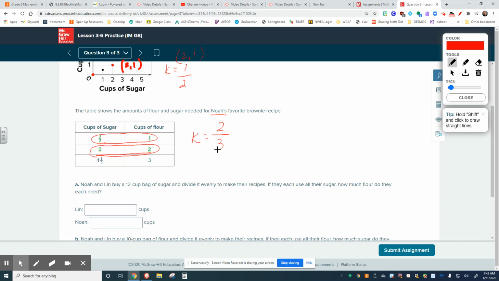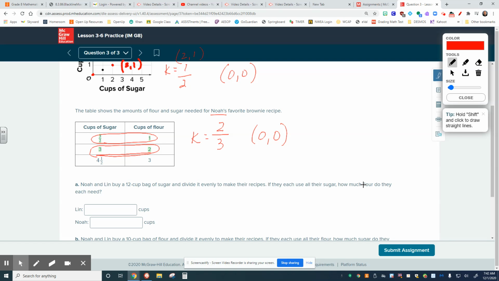So now that we have those two pieces of information, notice the very first thing I did was determine what the slope is and determine if these are proportional relations. I know that both of these relationships are 0, 0, because no flour means no sugar. They didn't start out with any. And now the question is, coming into this with slopes of 1/2 and 2/3, Noah and Lynn buy a 12-cup bag of sugar and divide it evenly to make their recipes. If they each use all of their sugar, how much flour did they each need?